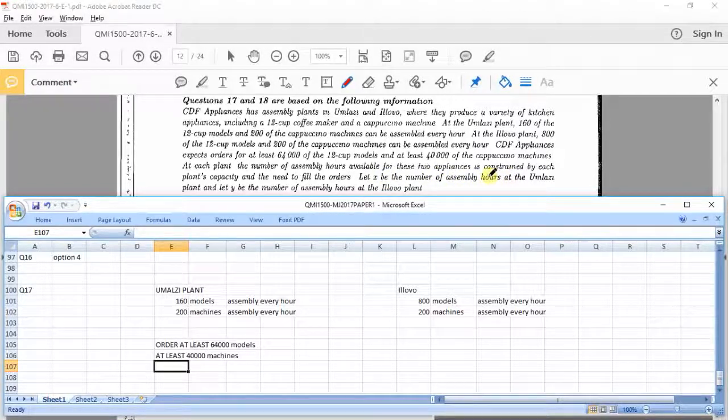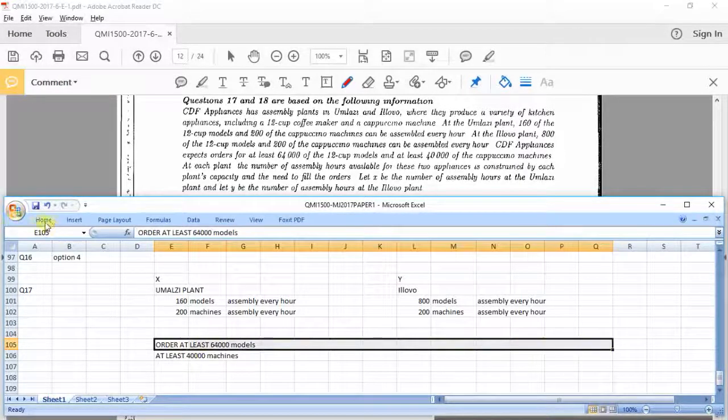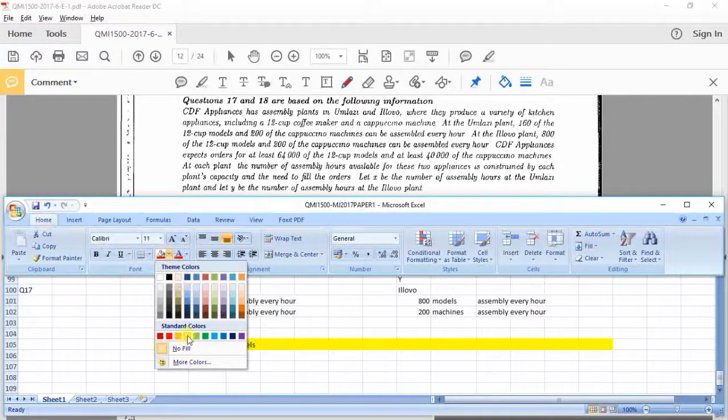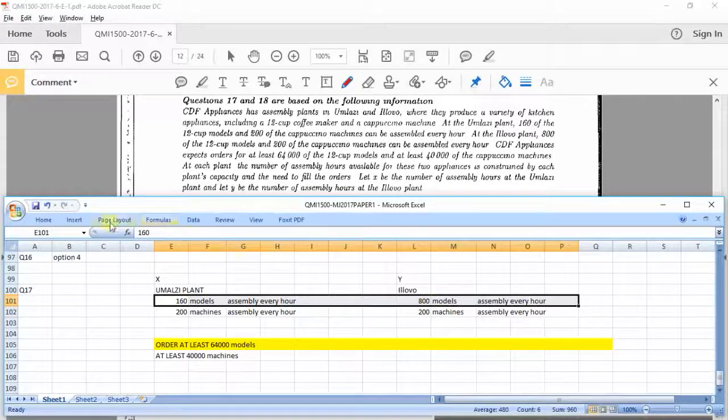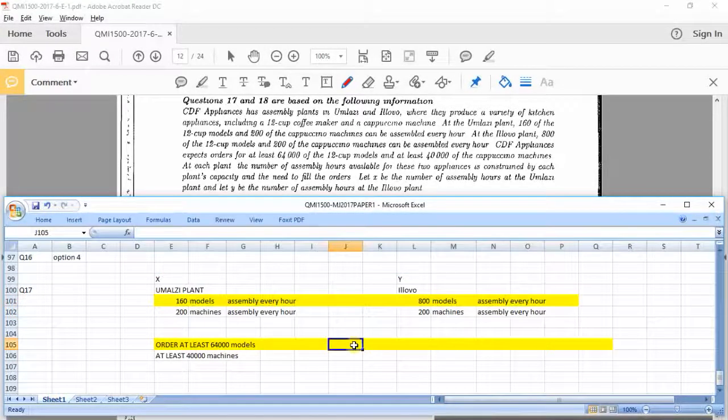At each plant, the number of assembly hours available for these two appliances is constrained by the plant's capacity and the need to fill the orders. Let X be the number of assembly hours at the Umlazi plant and Y be the number of assembly hours at the Ilovo plant. So Umlazi is X, Ilovo is Y. Looking at this, this would be a constraint, an inequality.